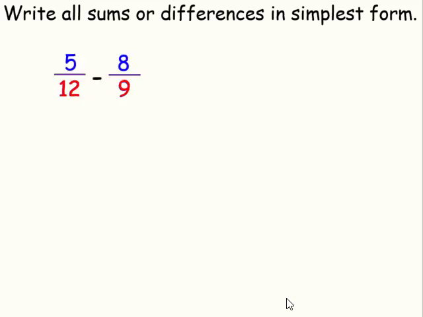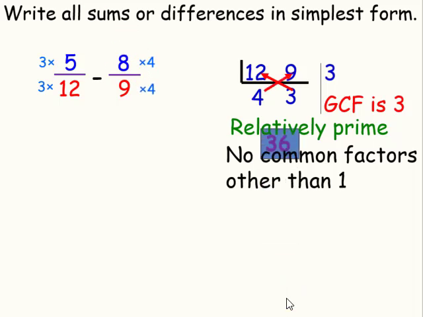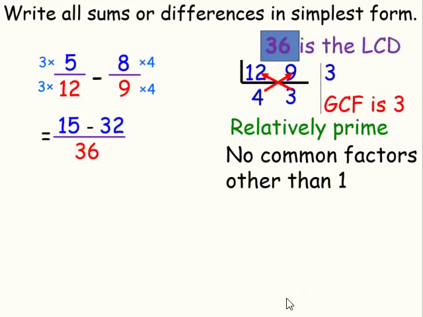On this particular one, we're going to start off the exact same way. We know that 3 can be factored out of 12 and 9, 4 times and 3 times. Now we're going to have our denominator of 36, and it's going to be 15 minus 32 over 36.